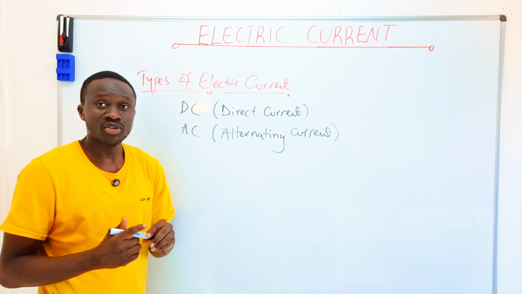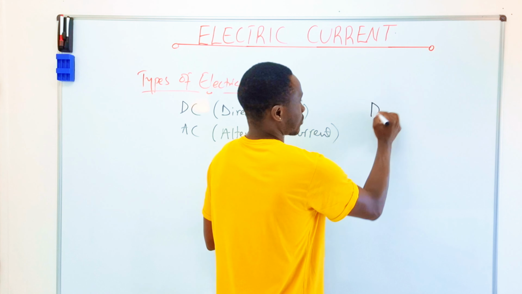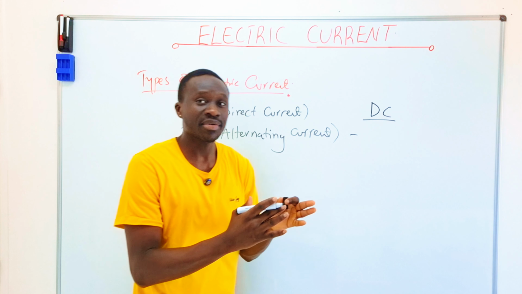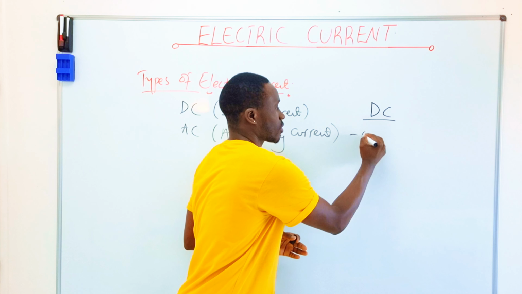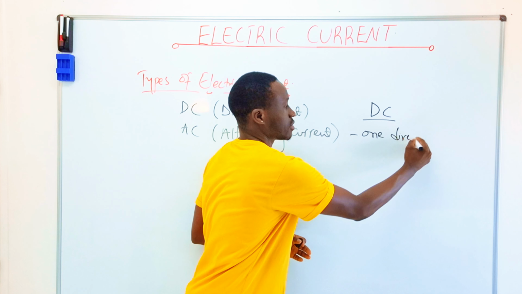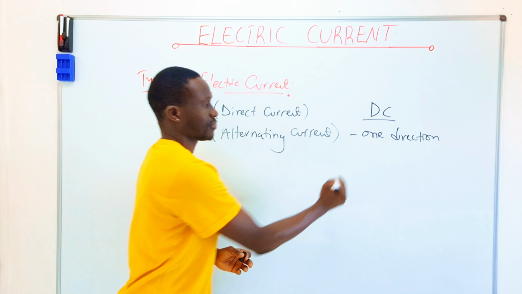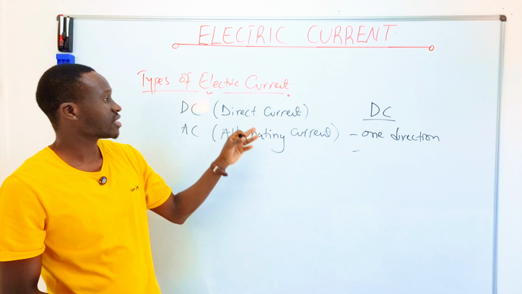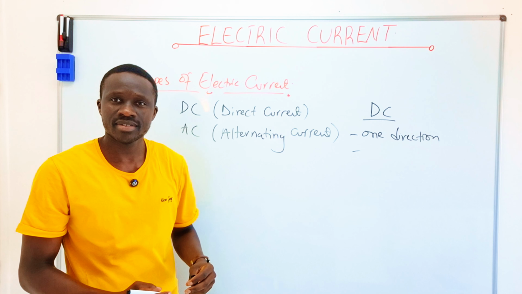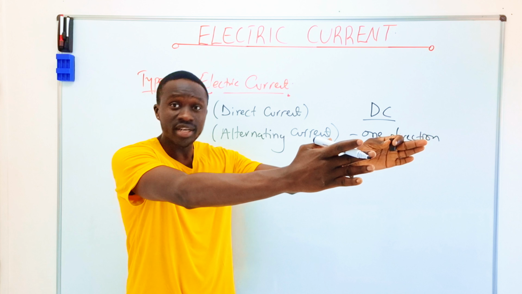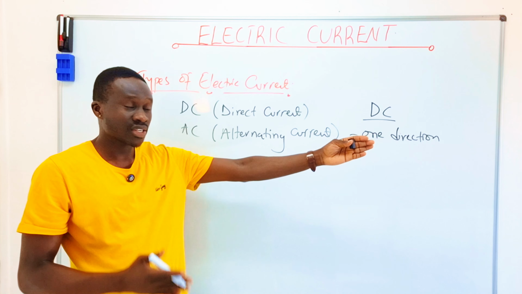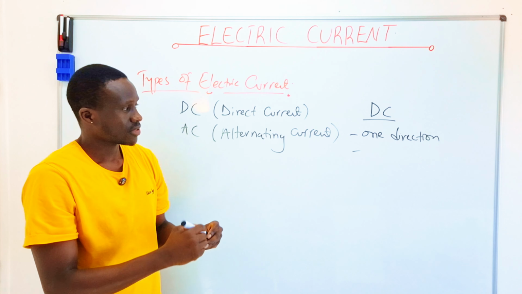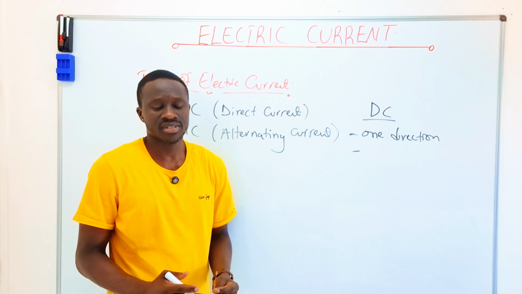I'm talking about DC. It moves in one direction. A DC current moves in one direction. This is one of the characteristics of a direct current type of electric current. It moves in one direction, positive to negative. Okay? It is produced by solar panels.